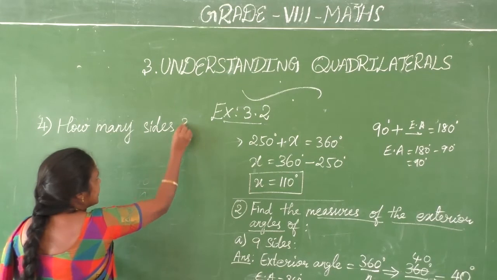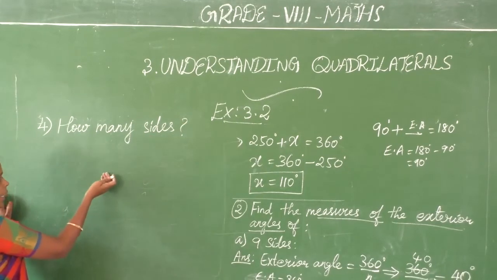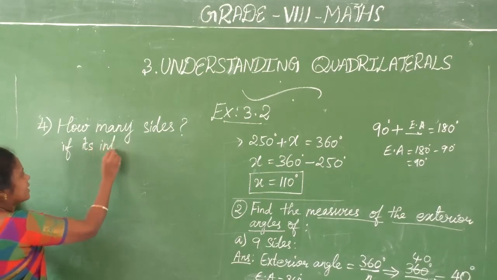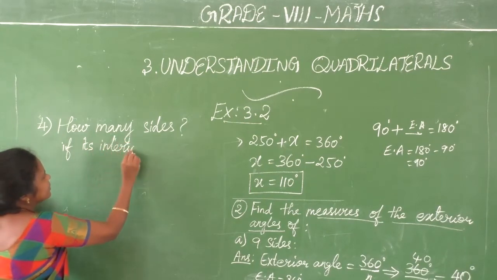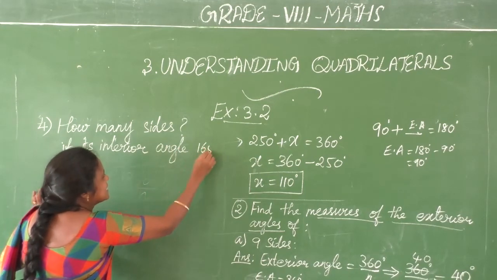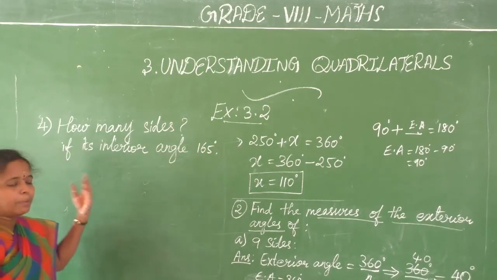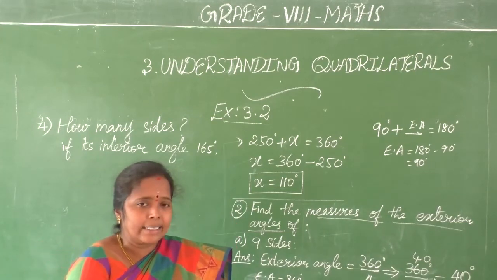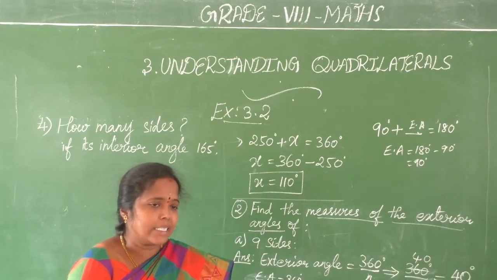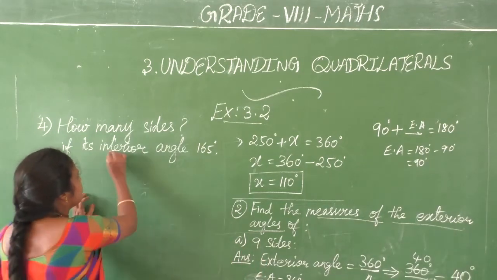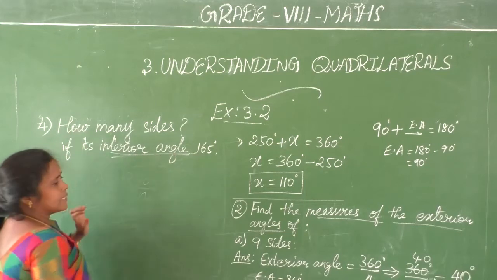How many sides does the regular polygon have if its interior angle is 165 degrees? Clear? In the previous, that means in the third question, we have seen the exterior angle given, how to find the number of sides. Now here, oppositely, the interior angle is given. At that time, how do we find the number of sides?